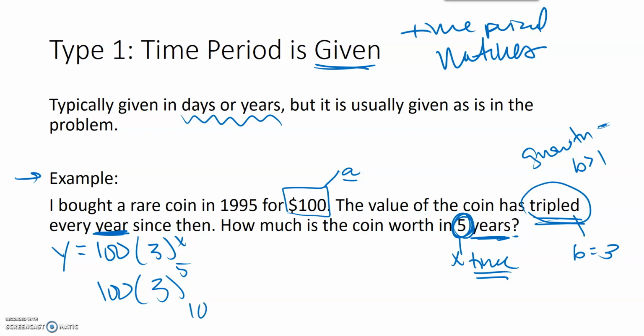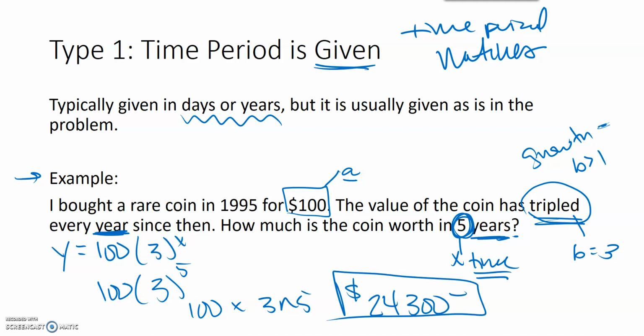I can do 100 times 3 to the 5th power. And I get 24,300. So that coin is now worth $24,300. And that's the answer to the problem.